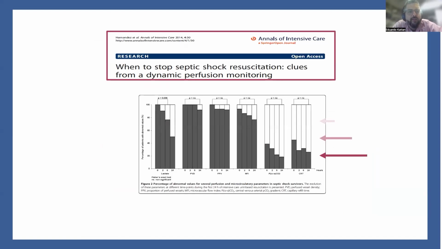And in 2014, we did this study in which we followed 100 septic shock patients that survived, actually, and 100 non-survivors. And we did a multimodal assessment of tissue perfusion parameters, including lactate, microcirculatory derangements, and skin perfusion, such as capillary refill time. And what we can see in the study was there are two major landmarks. The first one, that at 2 hours, almost 70% of patients had normalized capillary refill time, and that lactate was still abnormal at 24 hours.